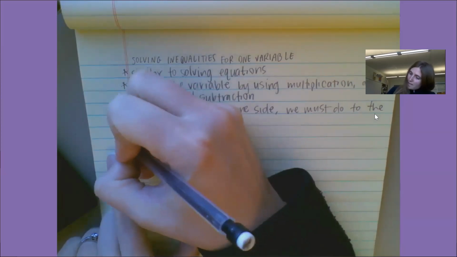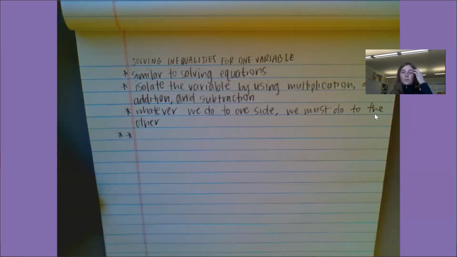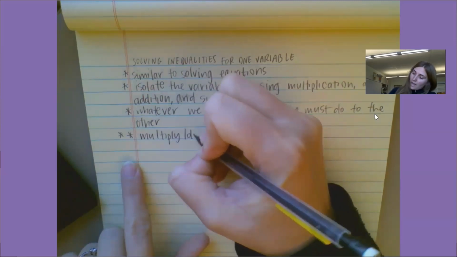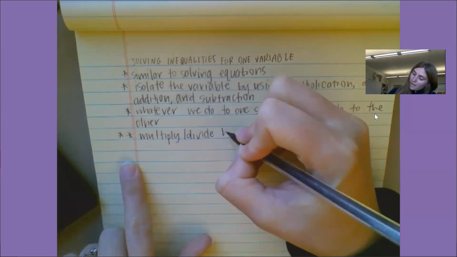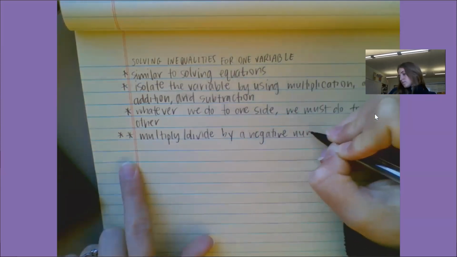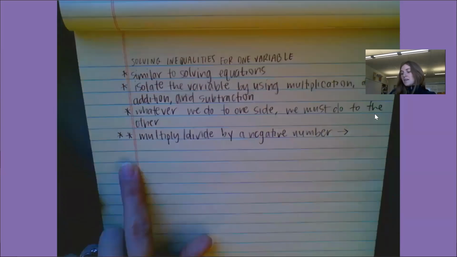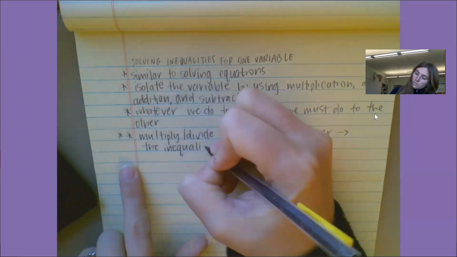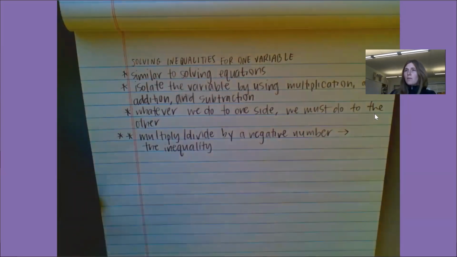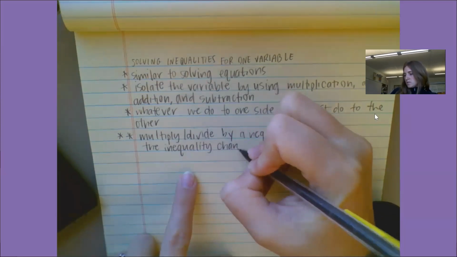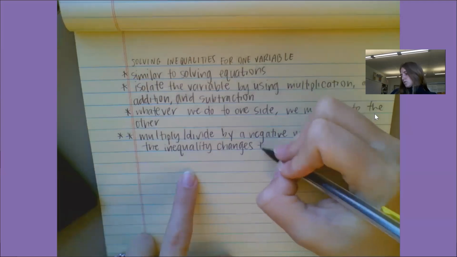And then this is the special piece that's a little bit different than solving equations. Whenever we multiply or divide by a negative number, that means that the inequality must be changed in the opposite direction. So the inequality changes to the opposite direction.